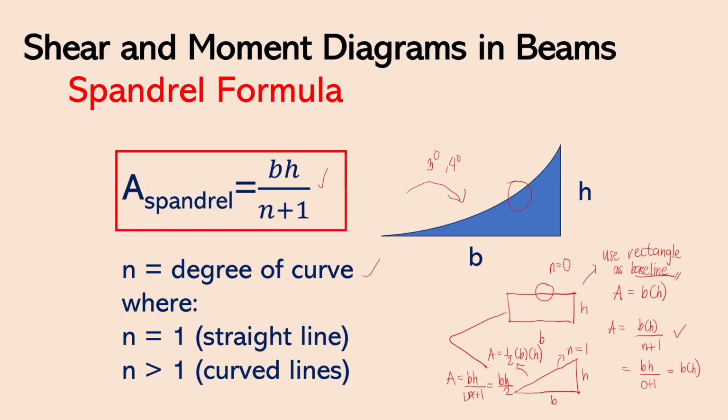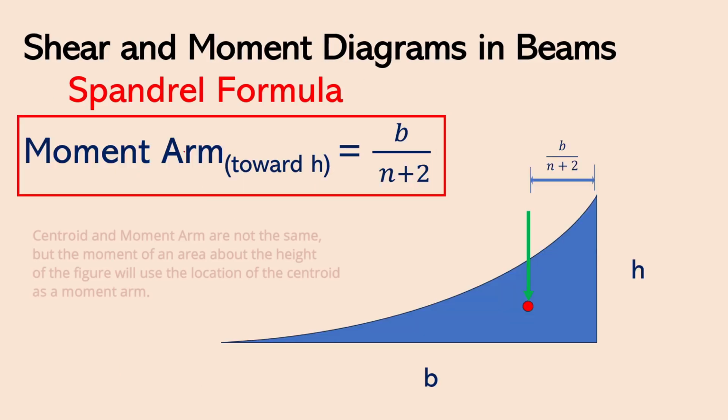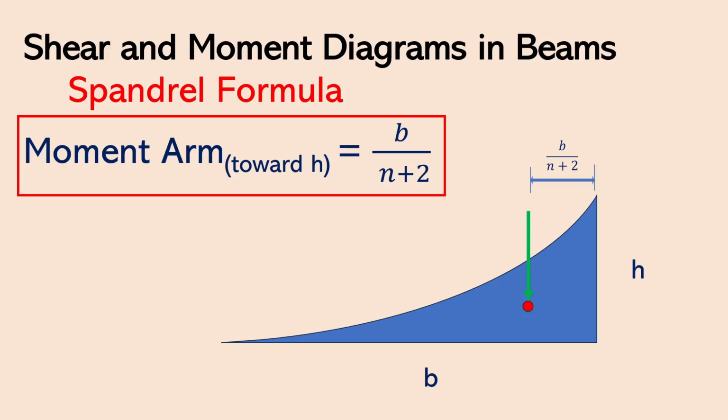However, we still need the moment arm, or simply the centroid of the figure. Now, sir, how will we compute that? This is what happens. The general formula I use for the moment arm is towards the height. And so, that's why it's indicated here that this moment arm is toward H, so you won't get confused. And then that distance will be B over n plus 2. Again, n here is the degree of your curve.